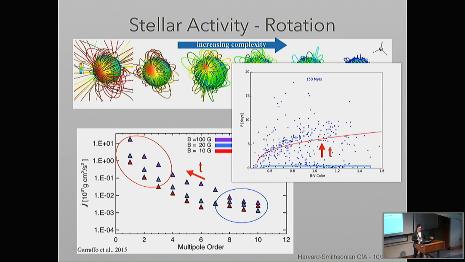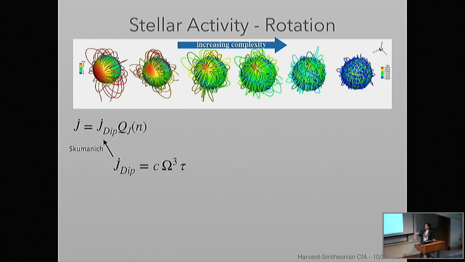So we quantify this and now we take into account for the angular momentum loss, we use the dipolar one that we assume is the red one, the one we understood, times this modulation that we get from these simulations. And this modulation depends on the complexity of the magnetic field. So we build a simple spin-down model where, again, this is just the dipolar losses that come from Skumanich that we previously knew, and that depends on the complexity.